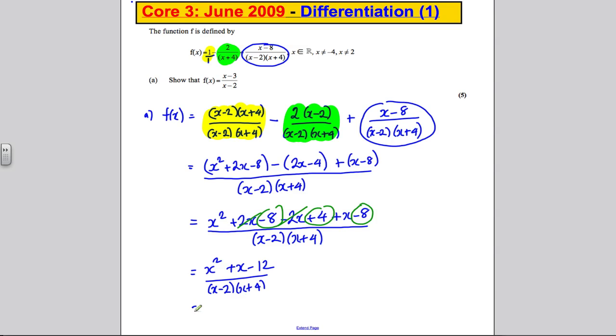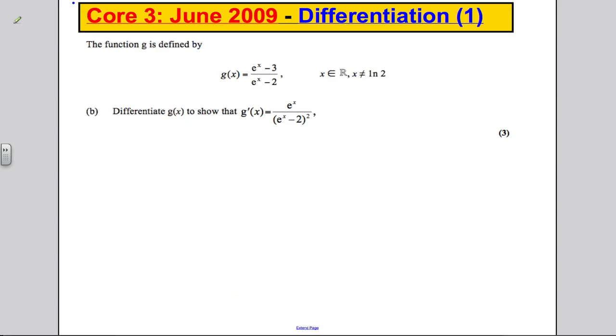This top factorizes into x plus 4, x subtract 3, all over x subtract 2, x plus 4. Oh look, we've got ourselves the x plus 4's cancelling, and we've got ourselves f of x is x minus 3 over x subtract 2 as required. Do write that final line, I just ran out of space.